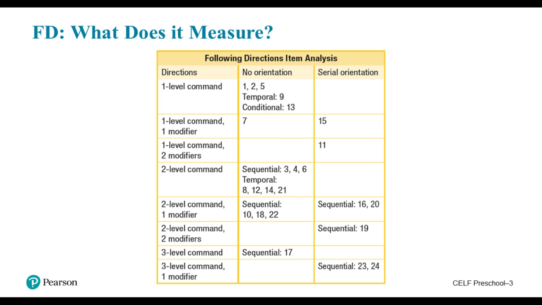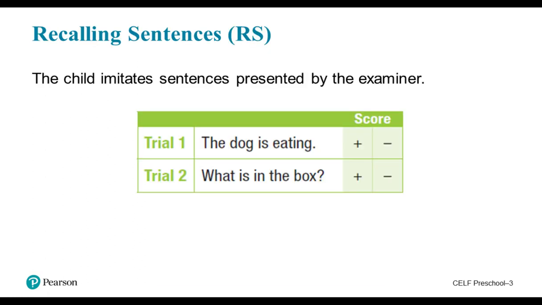The items for following directions are grouped by complexity of directions and type of command. There's temporal commands, conditional commands, or sequential commands. And last, whether or not the direction includes serial orientation. So you can start to see where exactly the child is having difficulty in terms of following directions.